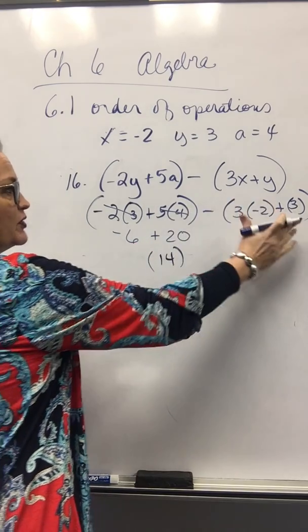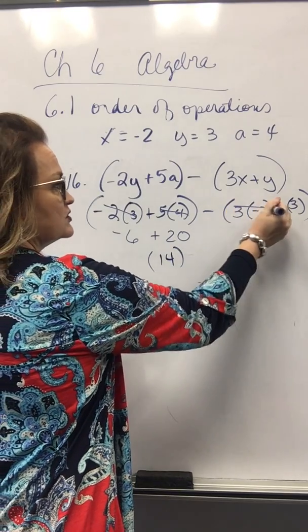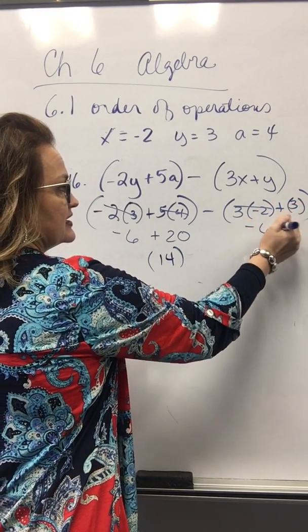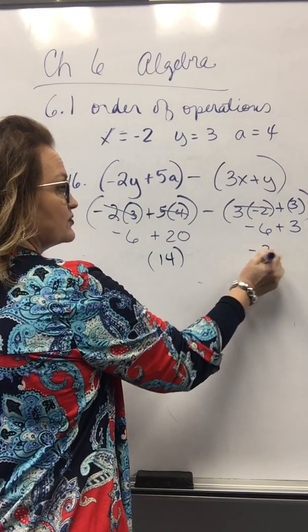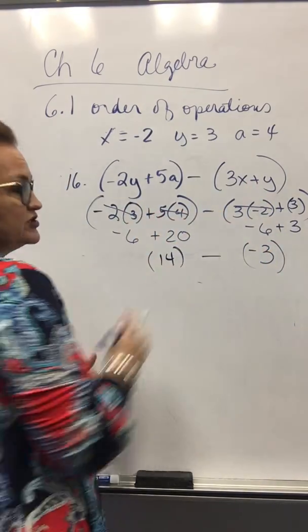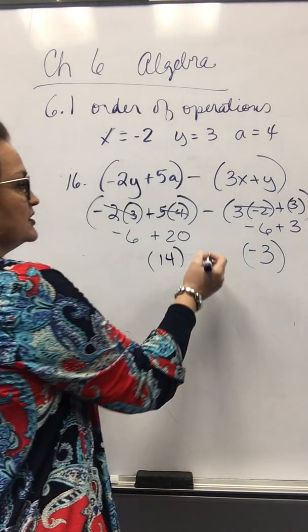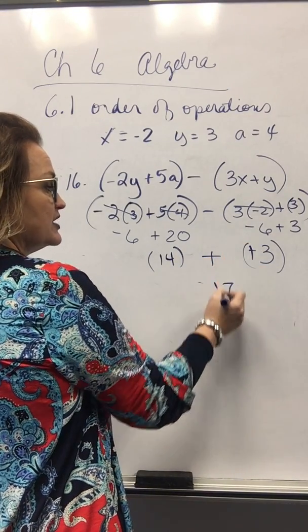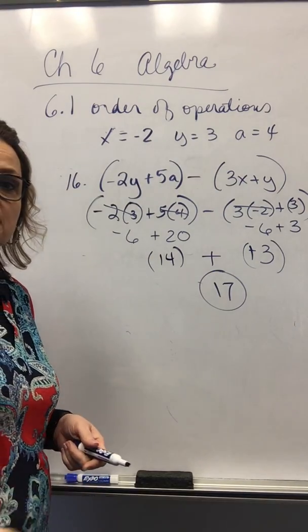Jump over here, do this parenthesis. Multiply is -6, plus 3 is -3, so that's my answer to that parenthesis. Then I still have a subtraction between those two to finish out. The negative negative makes it plus for a final answer of 17.